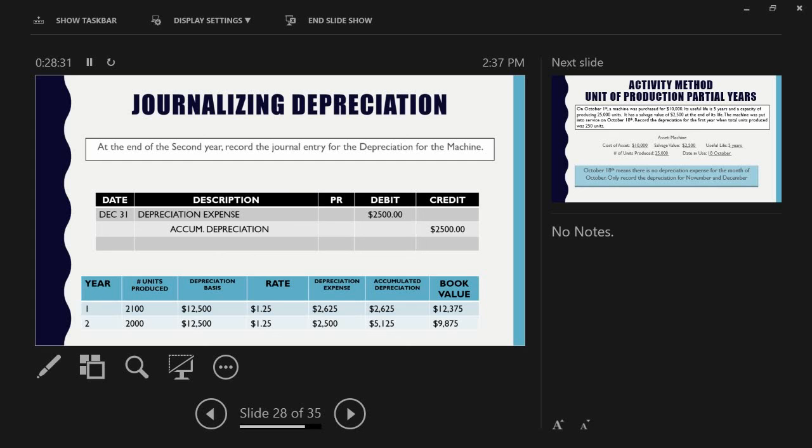And again, when we look into our general ledger, your new accumulated depreciation should be 5100, because we're going to be adding this to the account. All right?